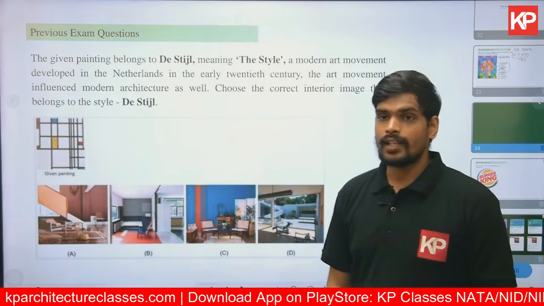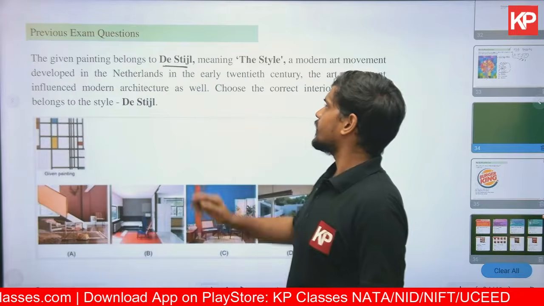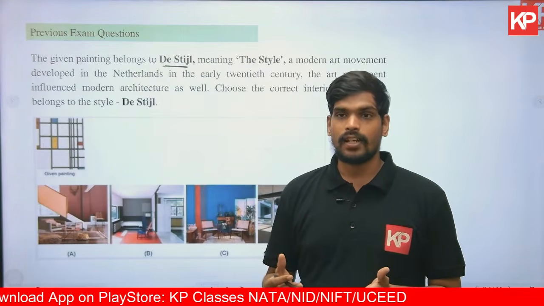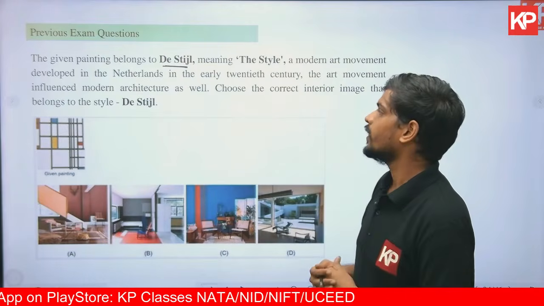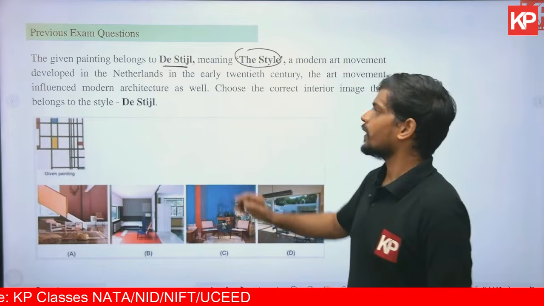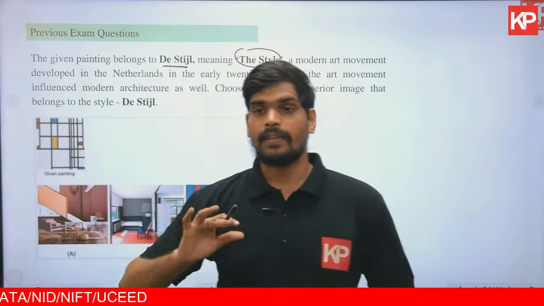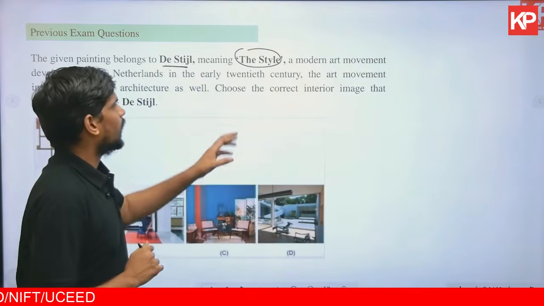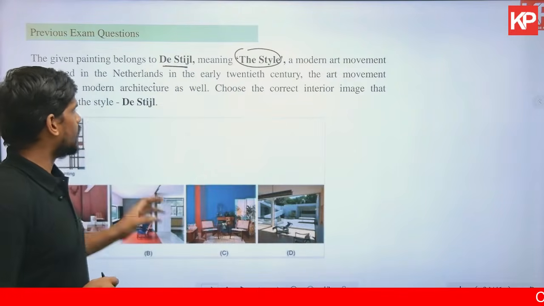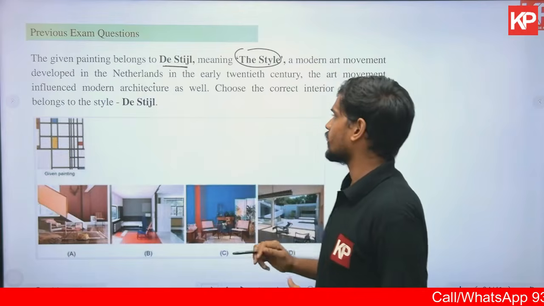Again, this is a previous NATA question. Let us look into this. The given painting belongs to De Stijl. De Stijl is a style in architecture and artwork and furniture design, right? So the given painting belongs to De Stijl, meaning the style. The meaning of De Stijl is basically a Dutch art form which literally translates to 'the style', a modern art movement developed in Netherlands in the early 20th century. The art movement influenced modern architecture as well.